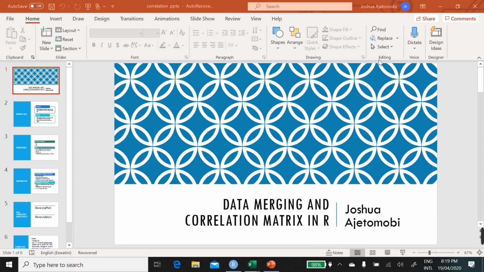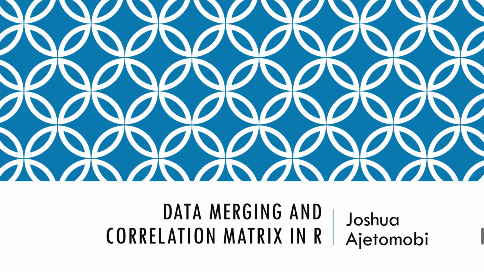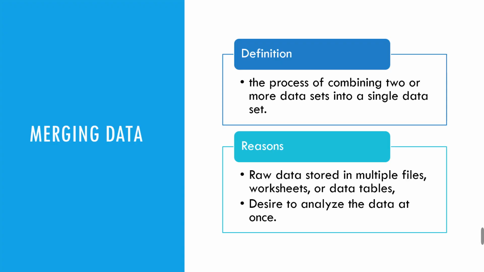Today, I want us to look at how to use R to merge our data sets as well as perform a correlation matrix. Merging data is a process of combining two or more data sets into a single data set. And we do this most of the time because of two reasons. One, because we have some of our raw data stored in multiple files, worksheets, or data tables. And of course, we have the desire to analyze the data all at once.